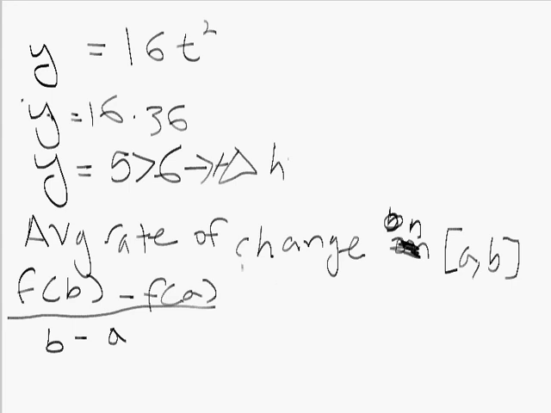So in particular here, our function is not just a general function, it's a distance function. So if we do this over a particular interval, we will get the average rate of change of distance. What is the real world interpretation of average rate of change of distance? Speed. So average rate of change of distance is the same as average speed. So now, what are our A and our B in this context?